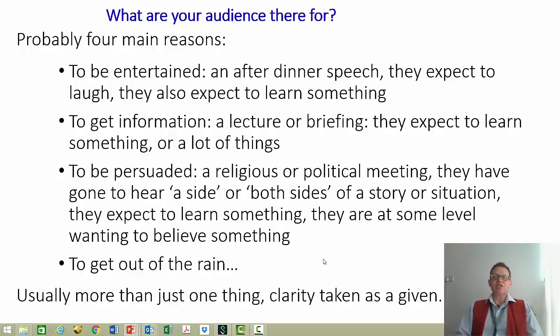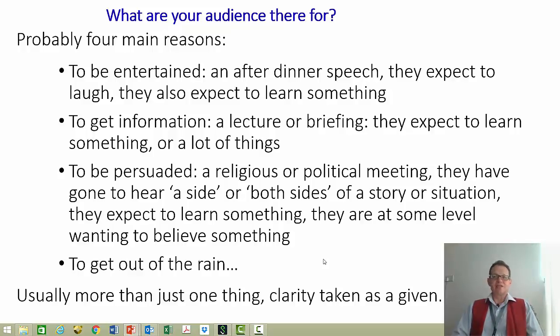It might be a religious or a political meeting, and they have gone to hear either one side or the other or both sides to whatever situation or story they're interested in. Again, they expect to learn something, but this is slightly different. At some level, they are wanting to believe something, either positive or negative.